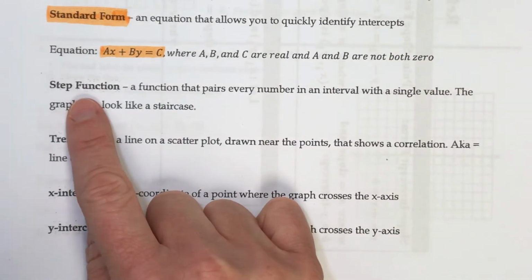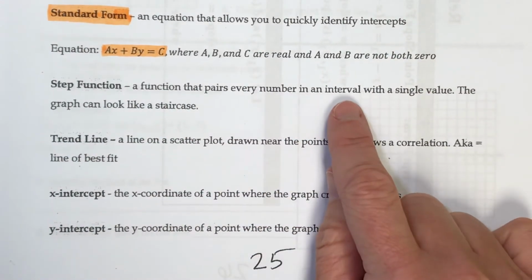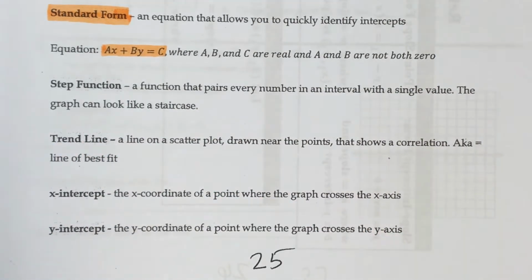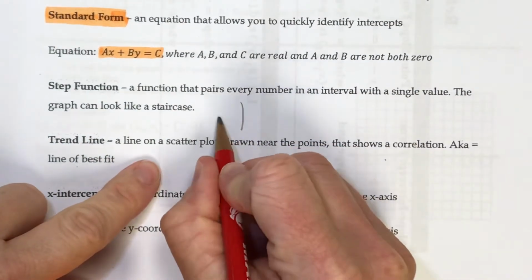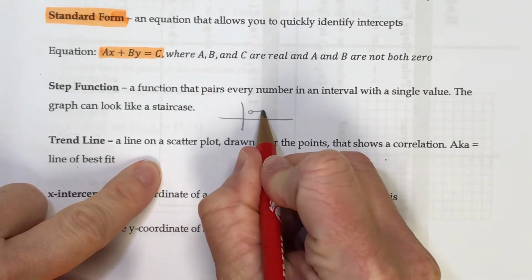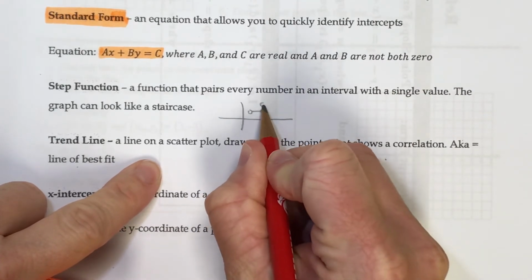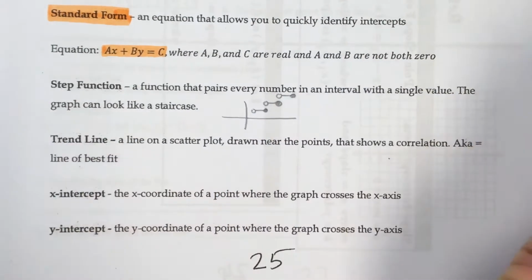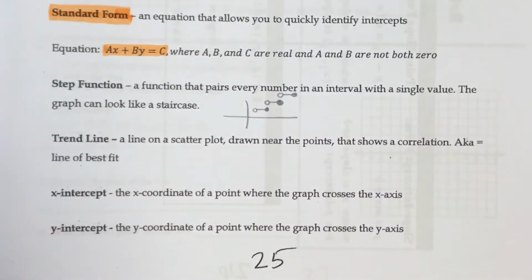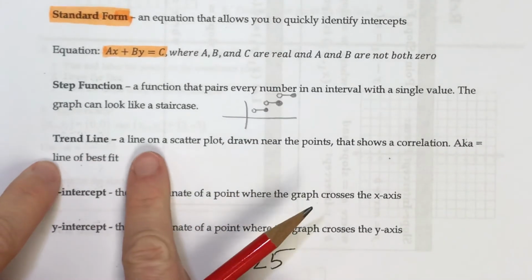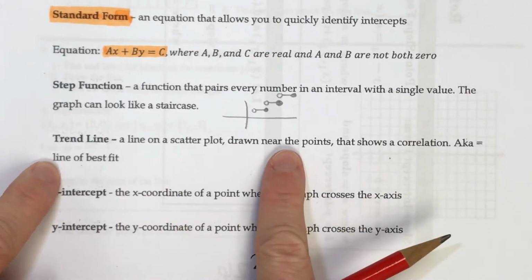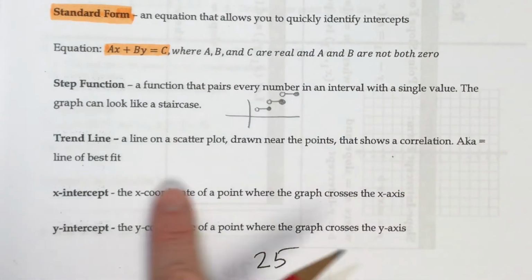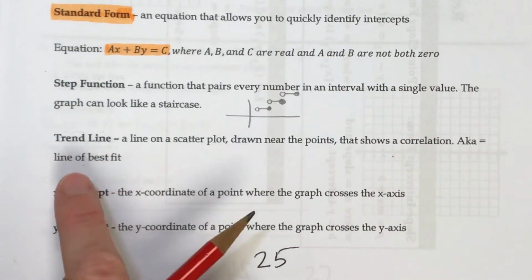A step function would be a function that pairs every number in an interval with a single value. And that step function will usually look like a staircase, so kind of like something like this. So it kind of looks like steps, like stairs going up, if you were to walk up them. A trend line would be a line on a scatter plot that's drawn near the points, and it will show the correlation, meaning line of best fit. So you might see something like that.